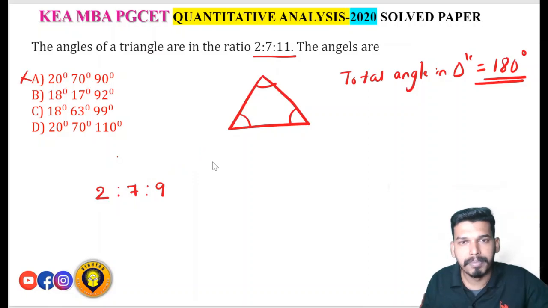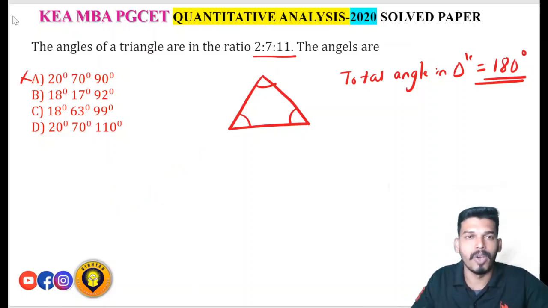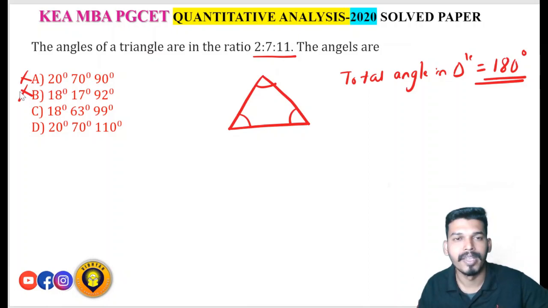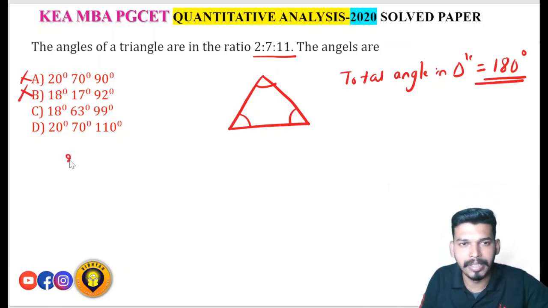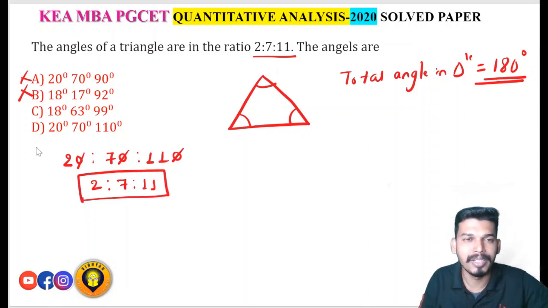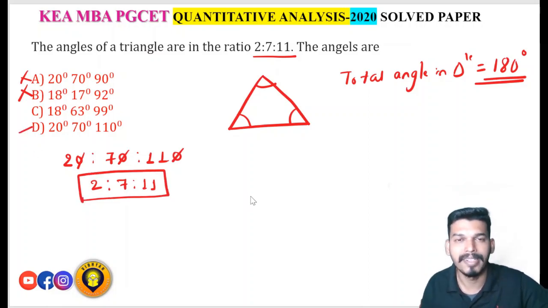Then look at option B. Option B is 18 degrees, 17 degrees, 92 degrees. Obviously, just by looking at the option we can eliminate it, as this is not in the ratio of 2:7:11. Now when you look at option D, it is 20, 70, 110. What is the ratio? The common zeros you will cancel, and you get 2:7:11. So you will be very happy that you got this ratio and you will mark D as the answer, right?